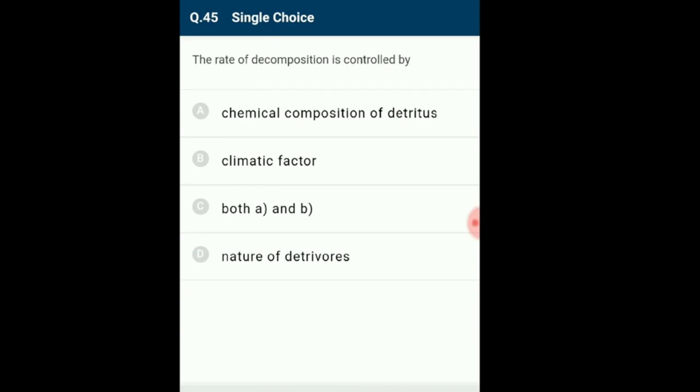Question number 45. The rate of decomposition is controlled by. Decomposition is largely an oxygen requiring process. The rate of decomposition is controlled by the chemical composition of detritus and climatic factors. Warm humid conditions promote growth of microbes, thus increasing the rate of decomposition. If detritus is rich in nitrogen and water soluble substances, the rate of decomposition is fast. If detritus is rich in lignin and cellulose, the rate of decomposition is slow. So the answer is option C. Both A and B control the decomposition process.